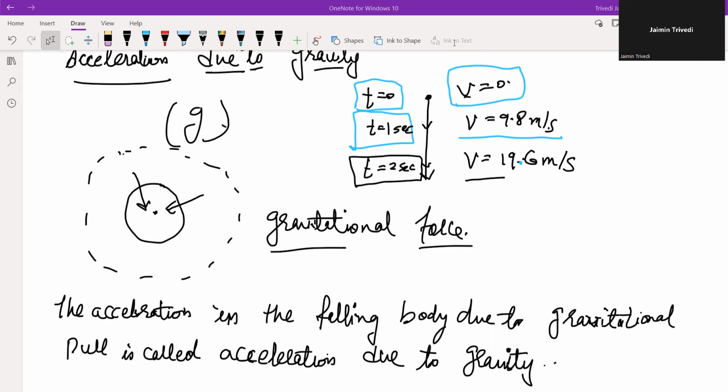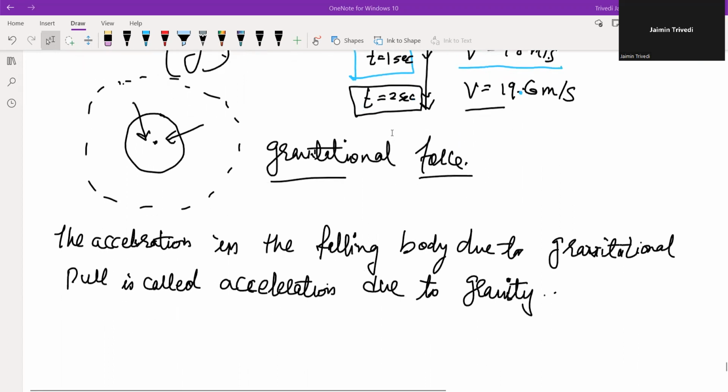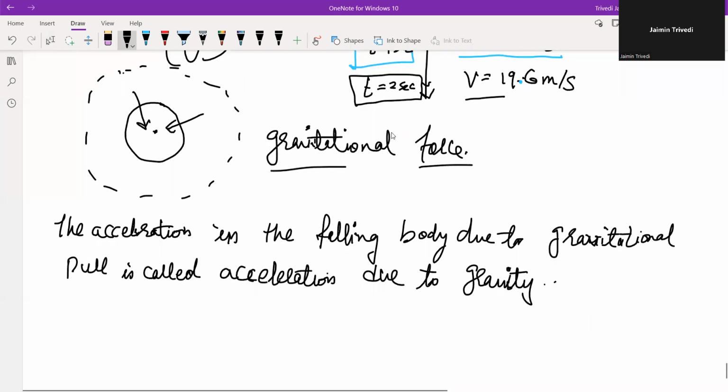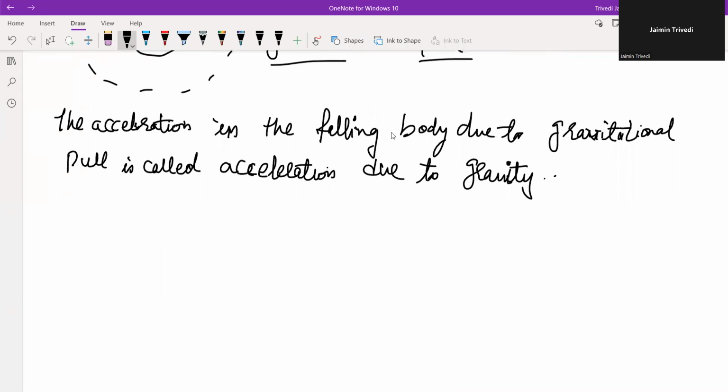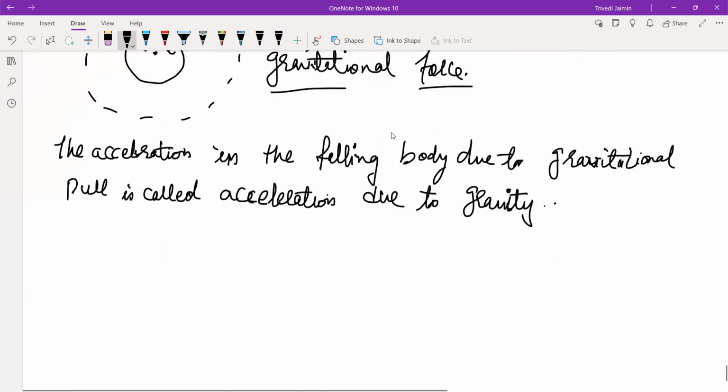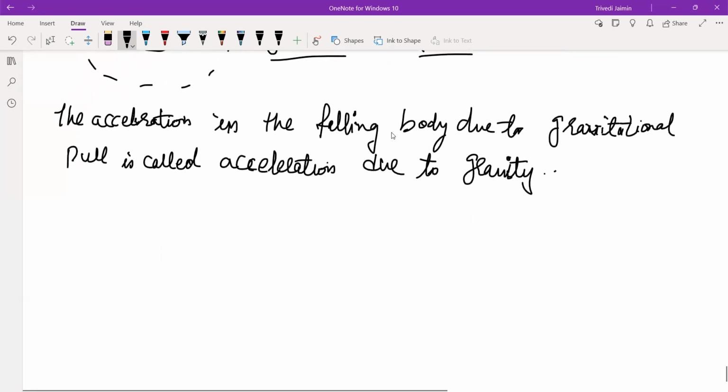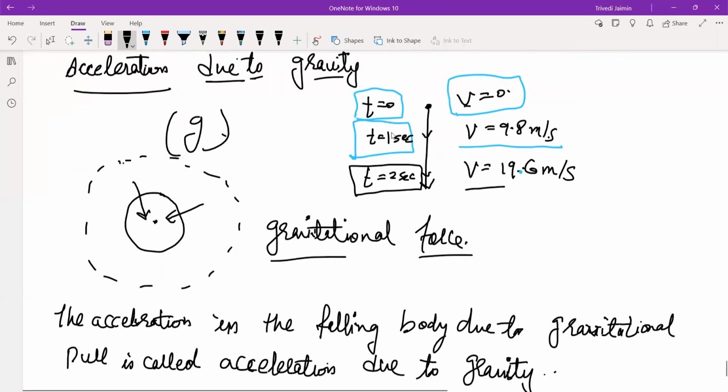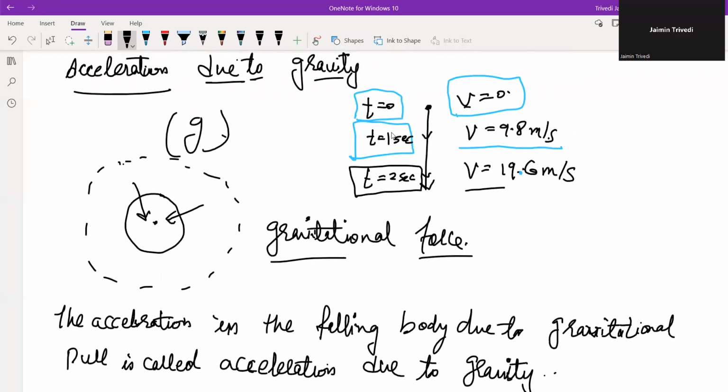Do one thing. Already left. Okay, so where were we? Yes. This is called gravitational pull. Yes, Prithvi? I can see, sir. Very good. Super. So we were doing this one.